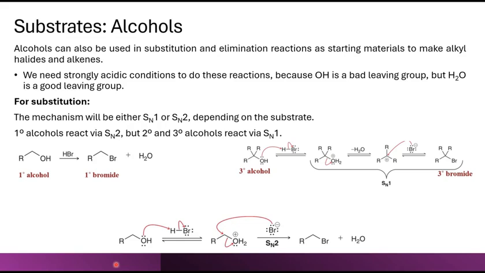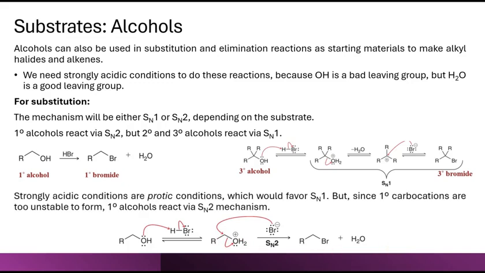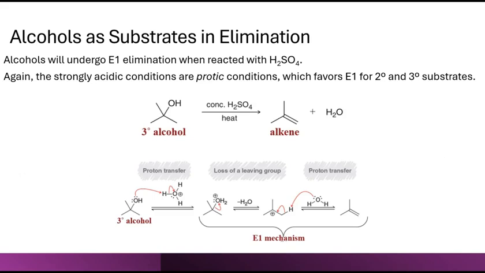And note, here's oxygen again, pulling off H+, releasing that Br-, and for SN2, as the halide attacks the carbon, then the leaving group can leave as water from that alpha carbon, resulting again in the alkyl halide and water. Strongly acidic conditions are protic conditions, which would favor SN1, but since primary carbocations are too unstable to form, primary alcohols will react via SN2 mechanisms, as we just saw below.